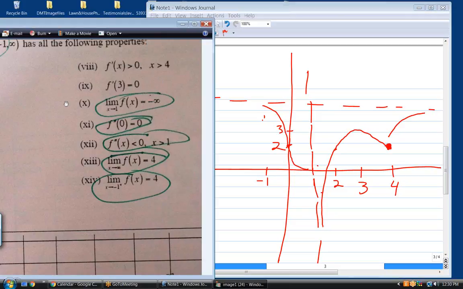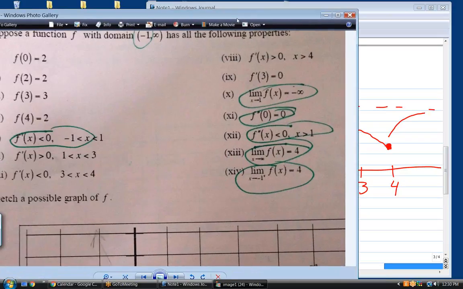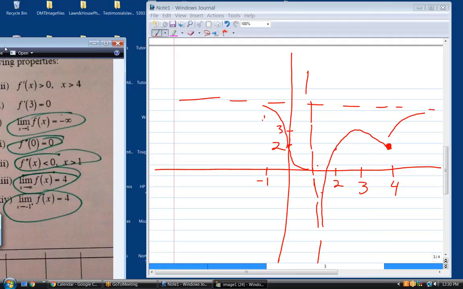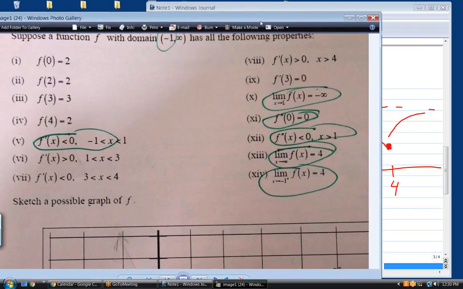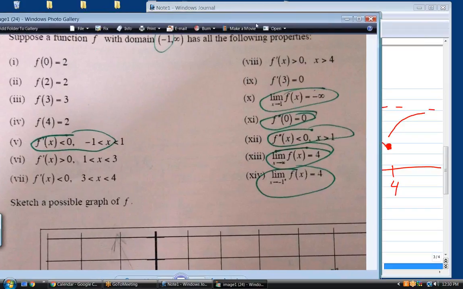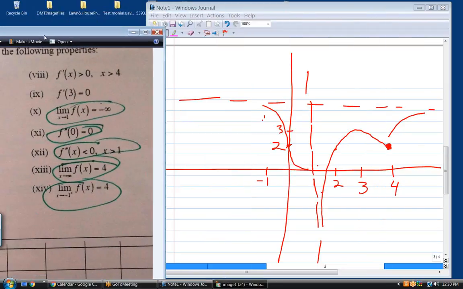Now, as to whether we can draw this whole thing or not, I don't know. Let's see. We're going from -1 to infinity. Is there an asymptote at -1? Not necessarily. Just because the domain only goes from -1 to infinity, lots of things could cause that.